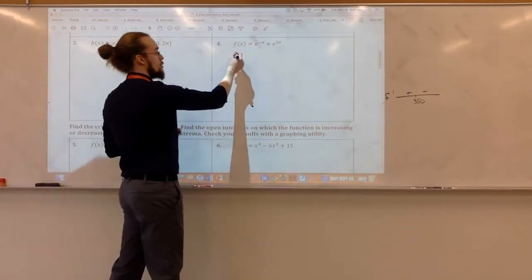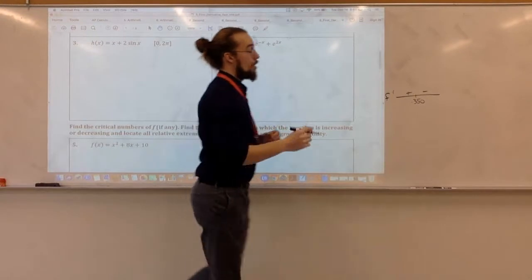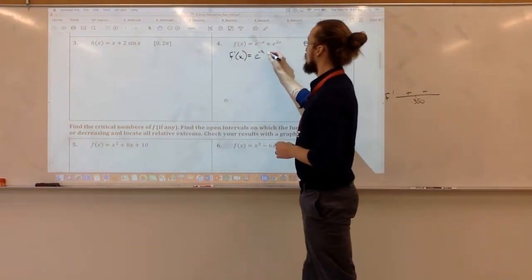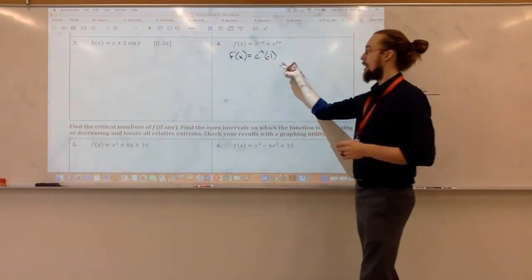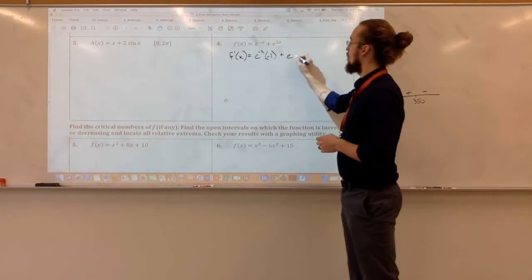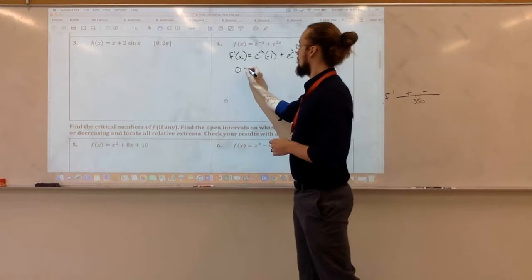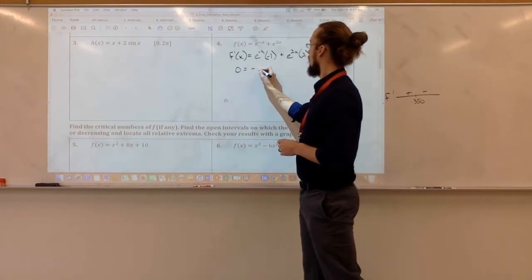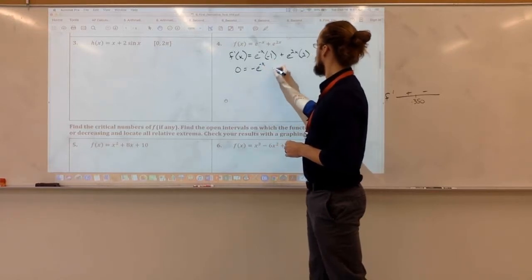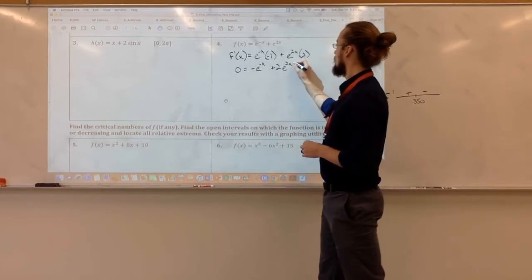Alright, so our derivative here: the derivative of an exponential is the exponential itself, times the derivative of the exponent, times the natural log of the base, but the natural log of e is just 1, so we don't need to write that. Same thing here. So I'll set this equal to 0, and we've got negative e to the negative x plus 2 e to the 2x.